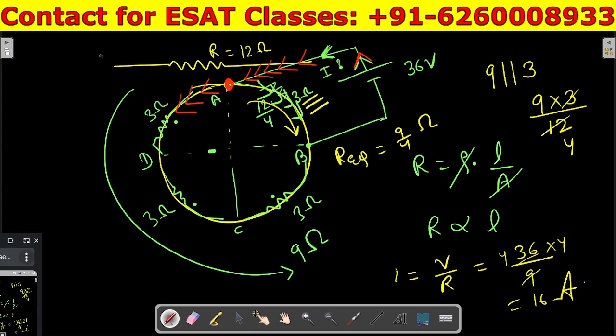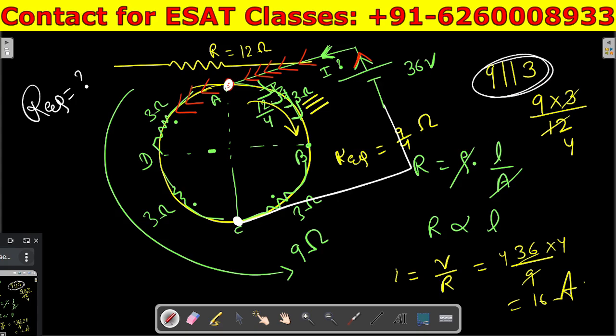Now suppose I say that I have applied my voltage source between A and C. I have applied my voltage source between A and C. Can you tell me what will be the R equivalent only? Can you tell me if your R equivalent is correct? It would be 3, sir. Yes, see, here the R equivalent gets changed. That's what I want to explain.